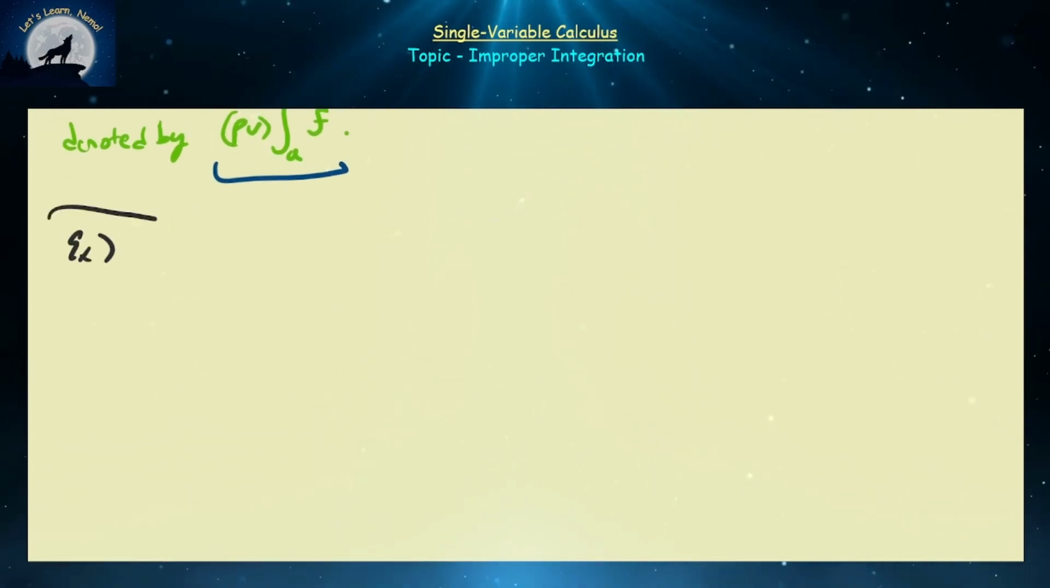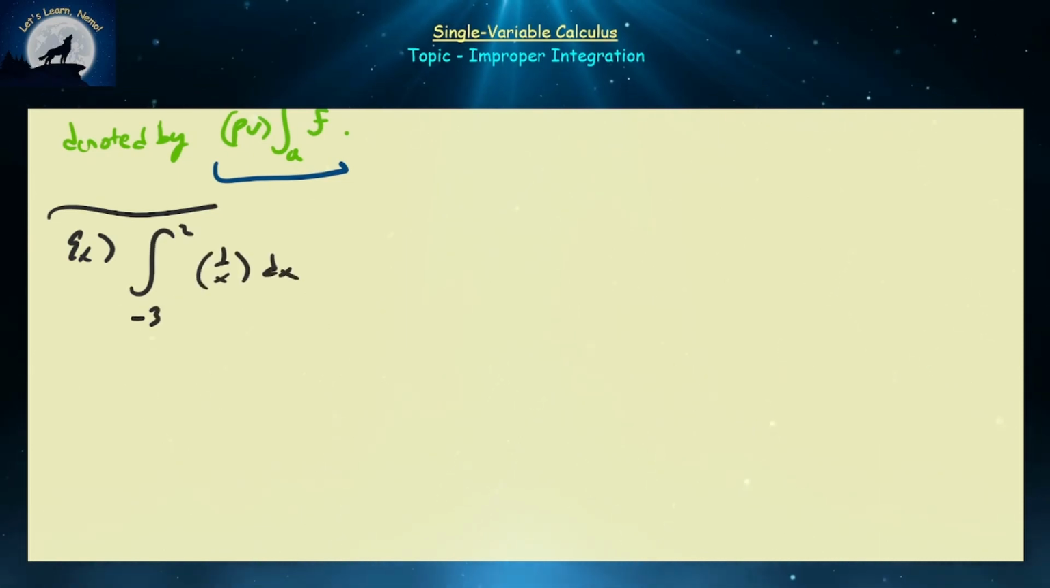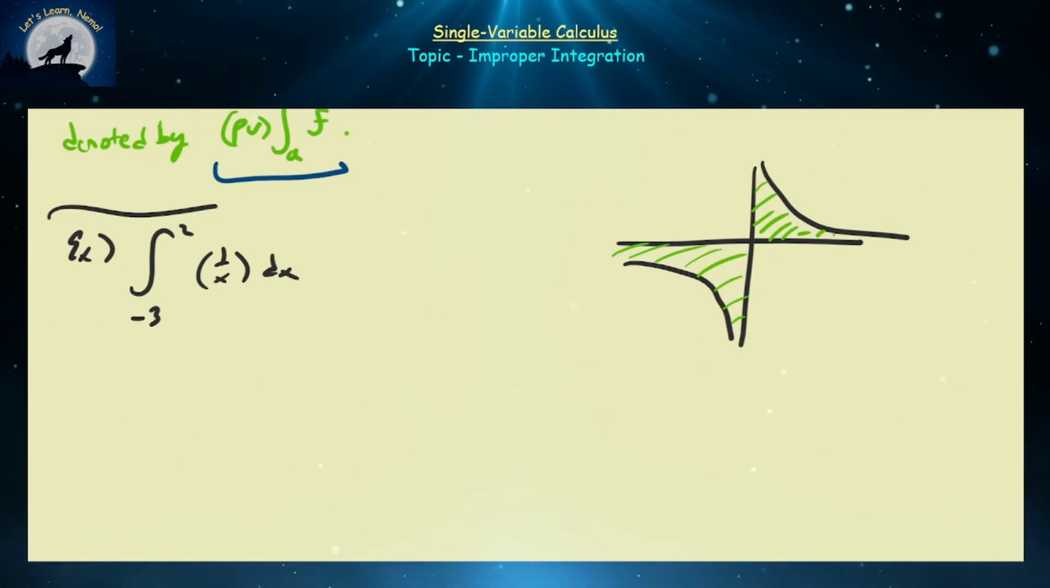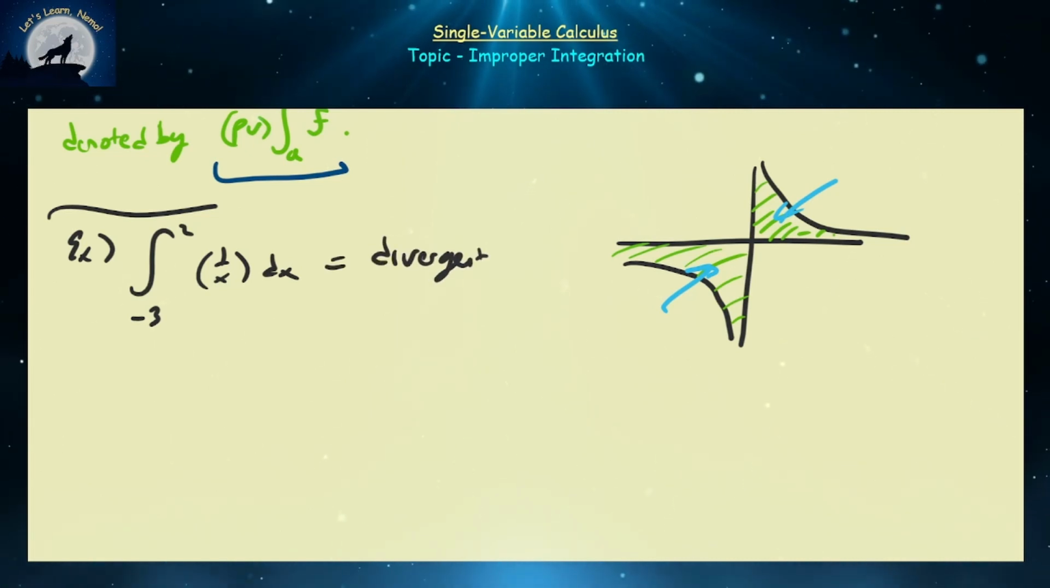So let's assume that we have the integral from minus 3 to 2 of 1 over x dx. It's very easy to see from the graph of 1 over x that this function is definitely symmetric about the origin, so one could conjecture that the integral from minus infinity to infinity of 1 over x should be 0, because this area, even if infinite, must be equal to this area here, 1 positive, 1 negative, so it should net out to 0. But if we integrate from minus infinity to 0, that's infinite, and hence the integral is divergent. So this is a divergent integral, right?